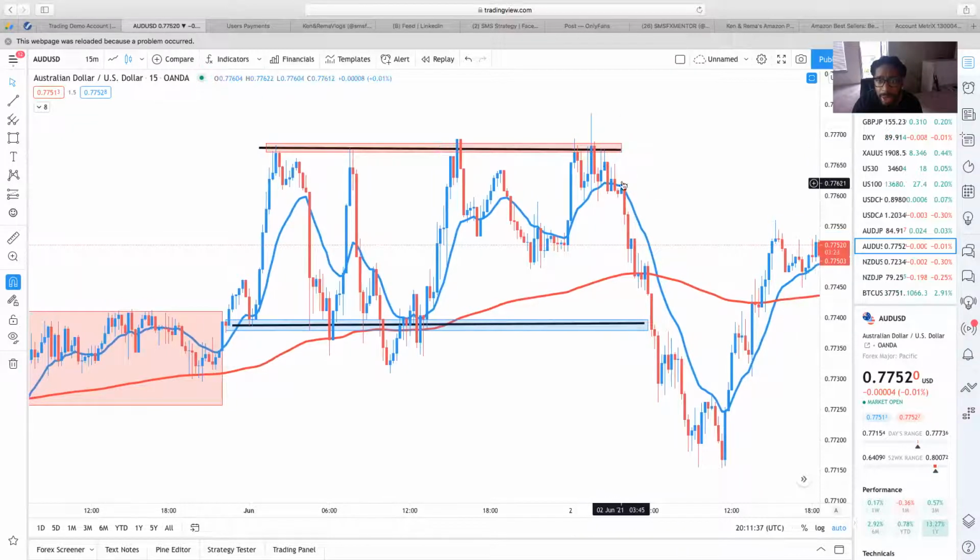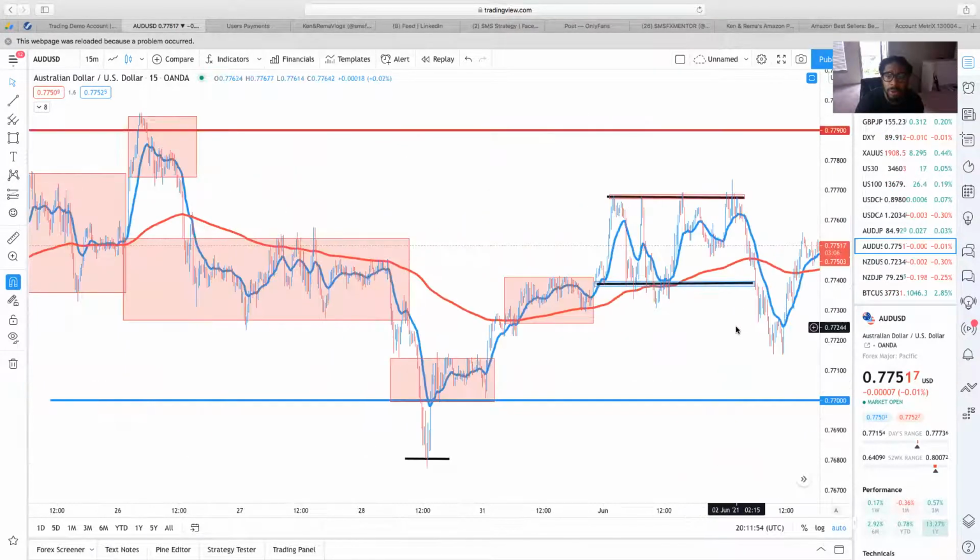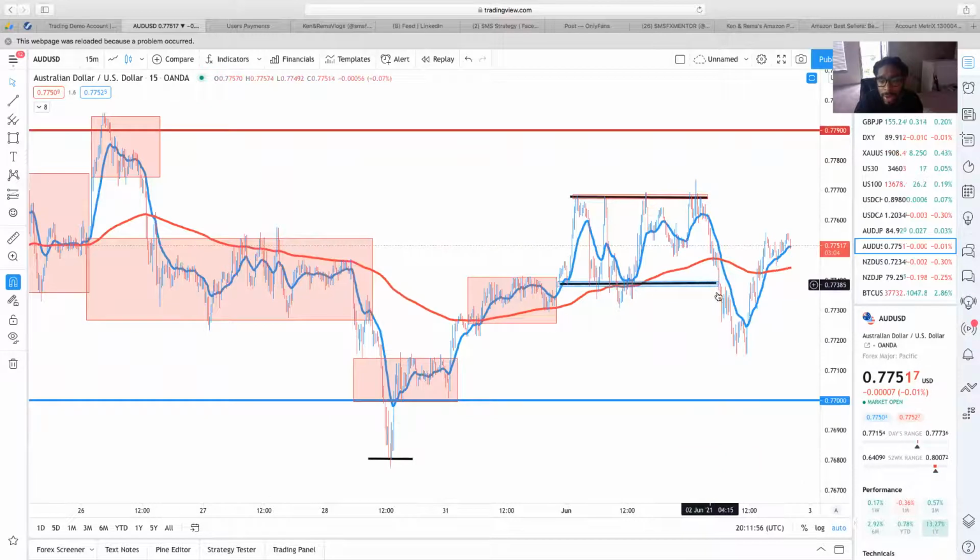Price failed to make any higher highs, always making higher highs, higher lows. Start making lower highs and lower lows. Then after that, you've seen the downtrend coming into effect. Price failed to make a higher high, but also created a lower high. Boom, entry. And then boom, took that sell. Could have taken it all the way back down to this level.